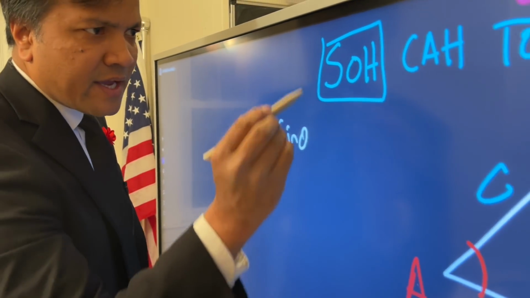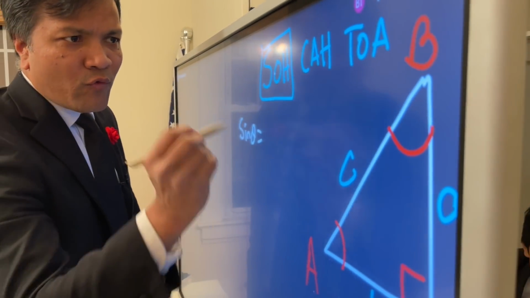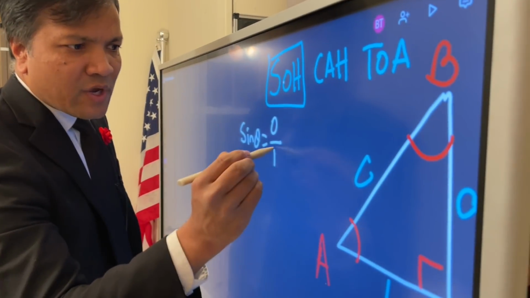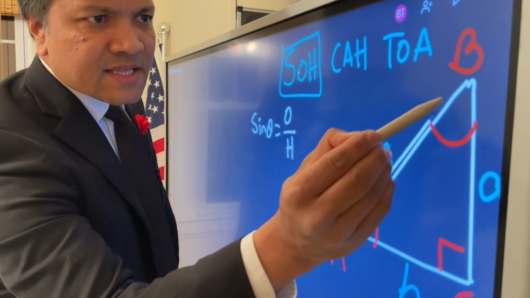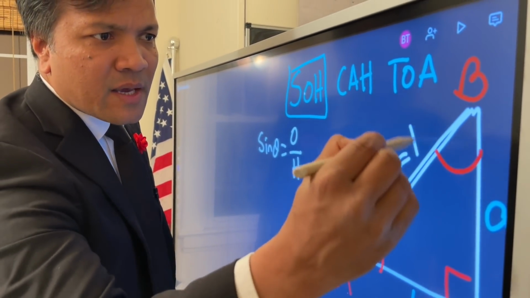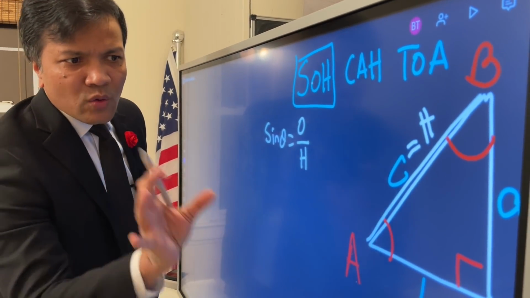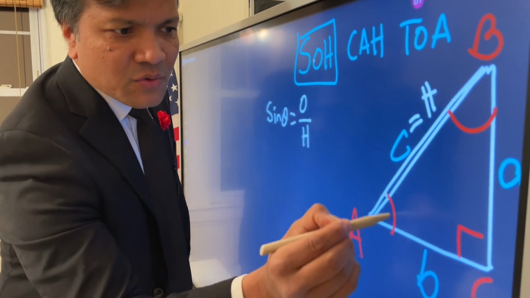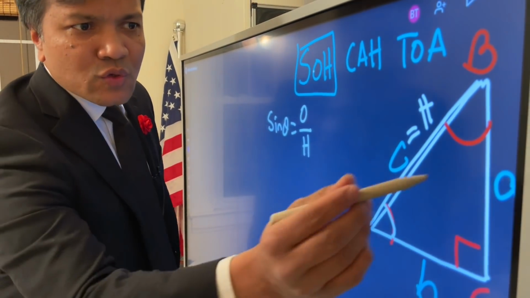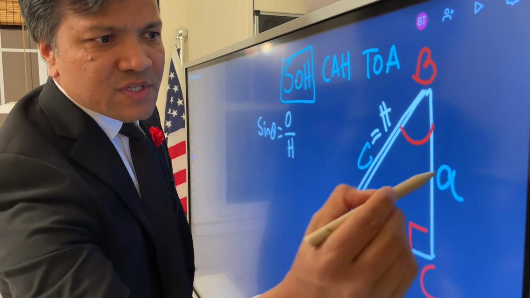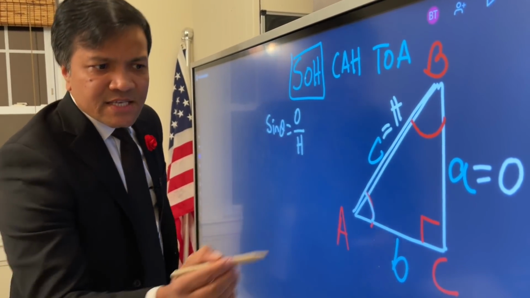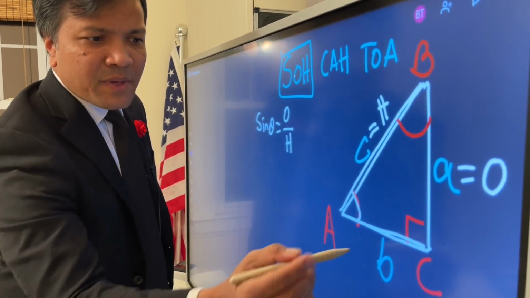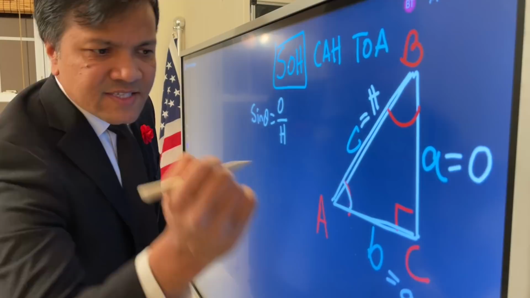Sine theta, S for sine, is equal to O for opposite and H for hypotenuse. This one is the longest side, and it is called C, or hypotenuse. We are looking at everything with respect to A. This one is opposite; we can call it A, or we can call it opposite. This one is adjacent; we can call it B, or adjacent.